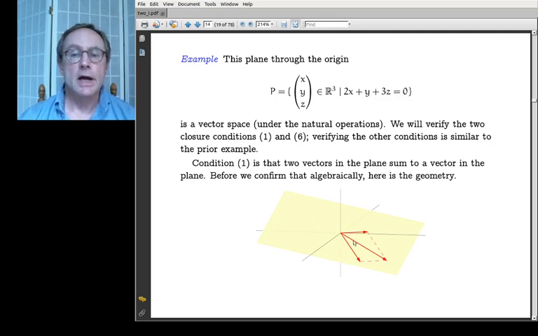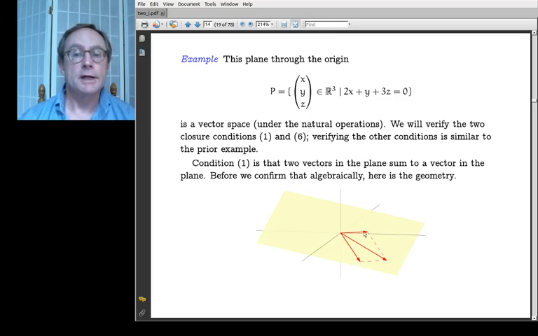Translating that into the geometry here, it says that two vectors in the plane add to make a vector in the plane. I'm going to confirm that algebraically, but before I do the algebra, here's the geometry. There's a red vector in the plane, there's a red vector in the plane.